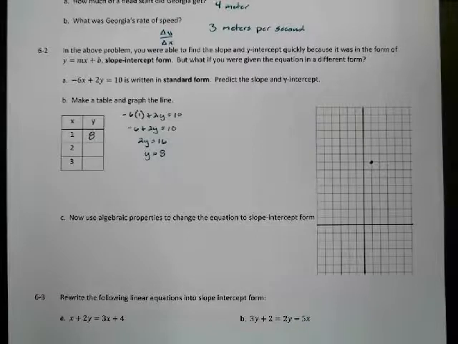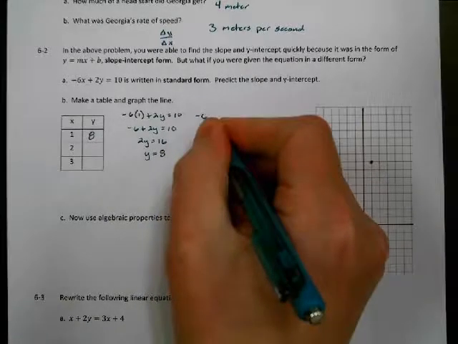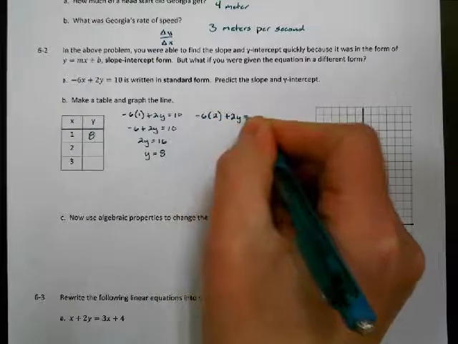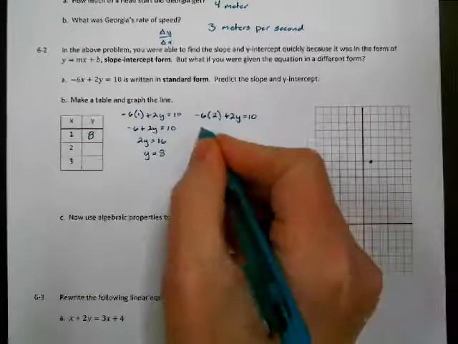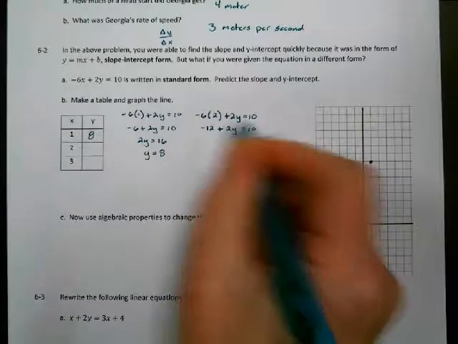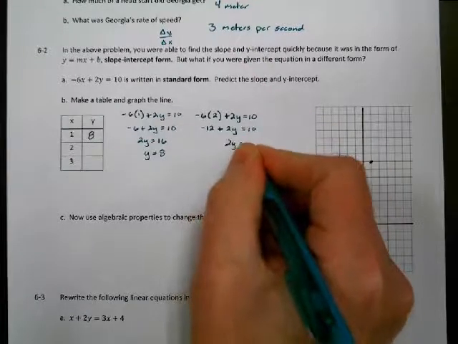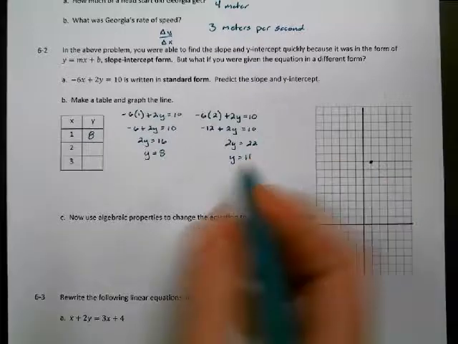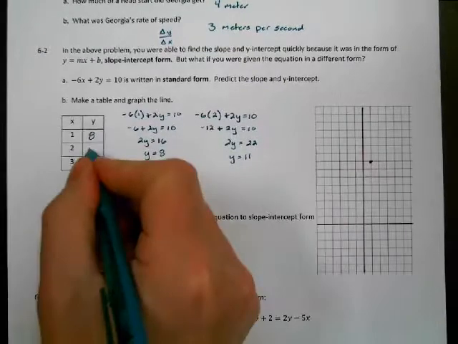Now we'll plug in 2. So we'll do negative 6, instead of x, we plug in 2, plus 2y equals 10. Okay, so this is negative 12 plus 2y equals 10. Add 12 to both sides. We get 22. Divide by 2, and we get y is equal to 11. So when we plugged in 2, y was 11.